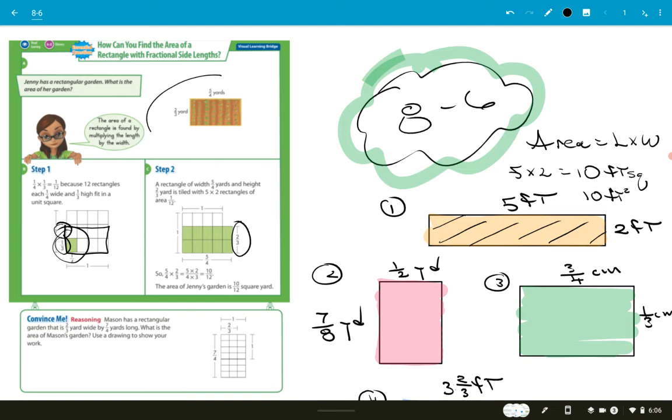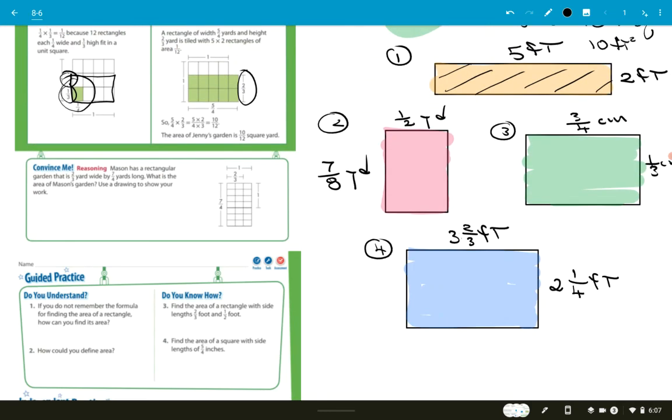So let's look at the very original picture here. It's 2/3 of a yard and 5/4 of a yard. So it's going to be 2/3 times 5/4. Length times width, that's the formula for area. 2 times 5 is 10. 3 times 4 is 12. Look at that, it's the same answer. But remember, it's not just 10/12. You need to label it: 10/12 yards squared.